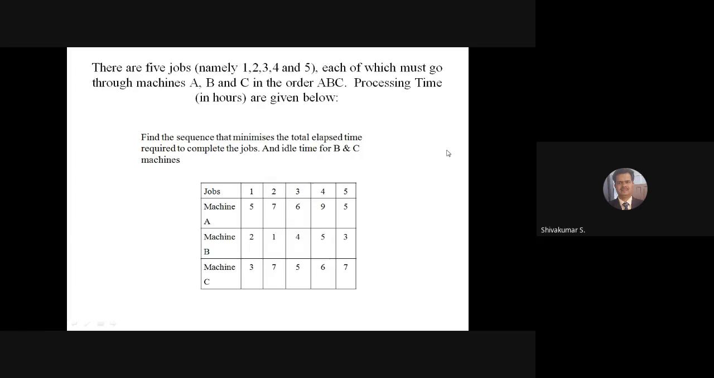Find the sequence that minimizes the total elapsed time required to complete the jobs, and also you have to find the idle time for B and C machines. Now you have 5 jobs, 1, 2, 3, 4, 5, machine A, machine B, machine C. Write down the processing times. You have to find the sequence that minimizes the total elapsed time required to complete the job and idle time for each machine B and C.